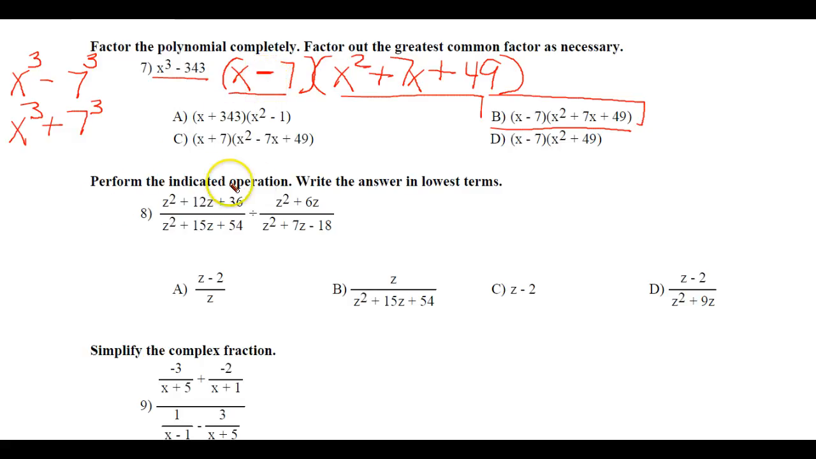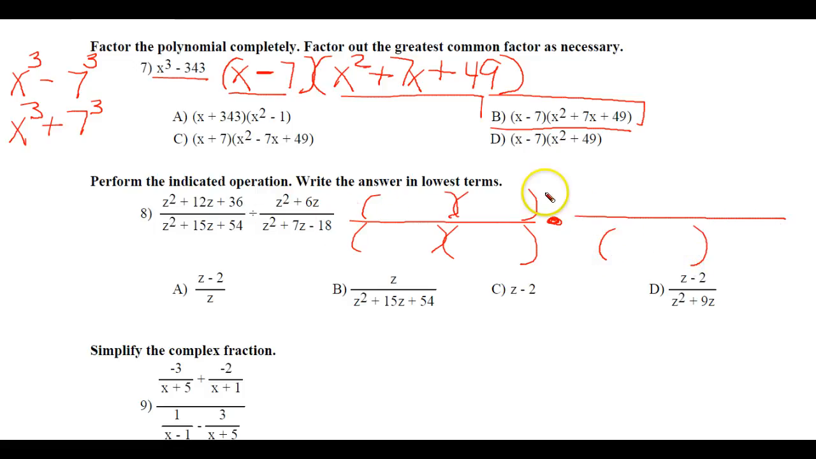All right, perform the indicated operation, write the answer in lowest terms. So here, they're giving us a division. So the rule for this is we need to factor this. Factor this. But now, since it's division, we have to change it to multiplication and take the reciprocal of this. So this one will be written on the bottom, and this will be factored up here.